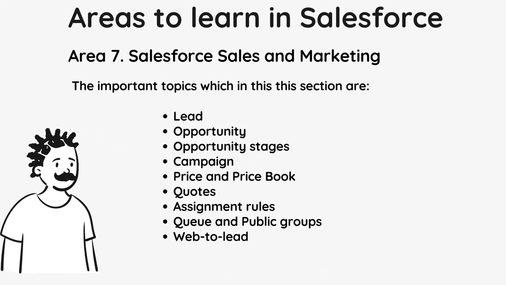Area 7. Salesforce sales and marketing. Concepts you should learn in this section are: lead, opportunity, opportunity stages, campaign, price and price book, quotes, assignment rules, queue and public groups, and web to lead.